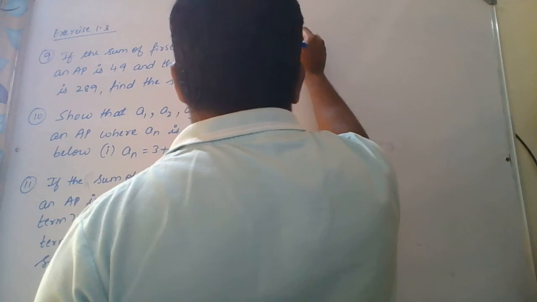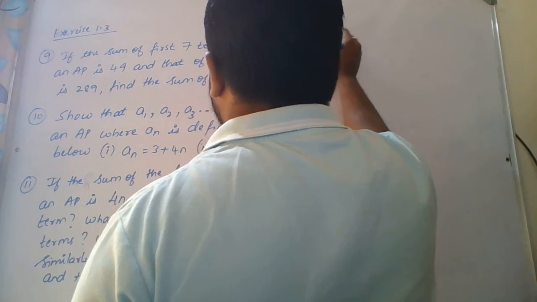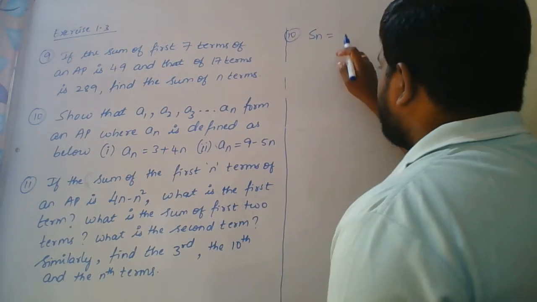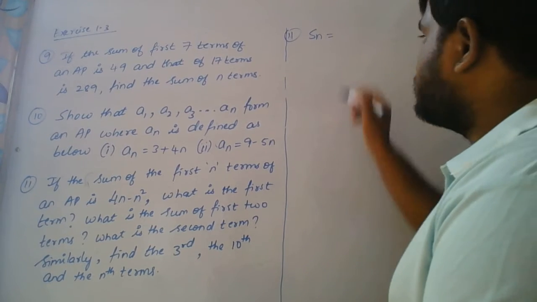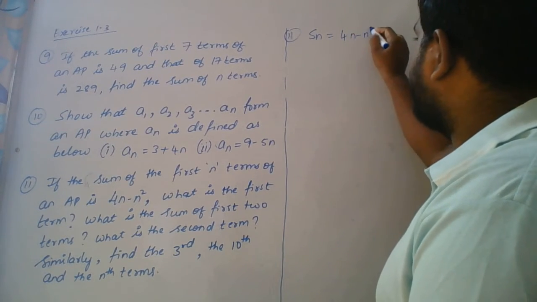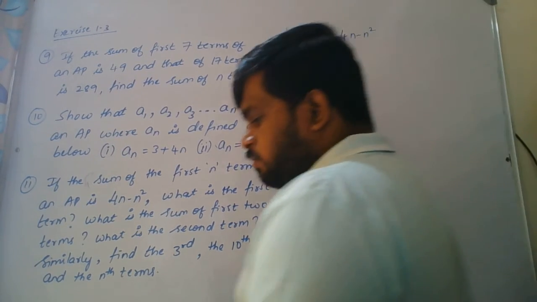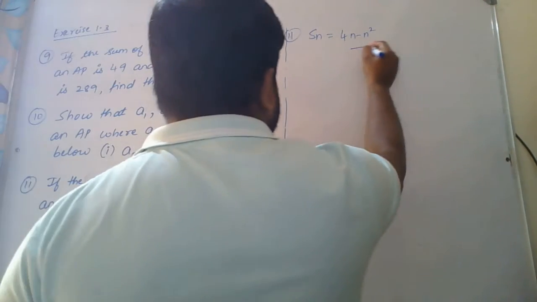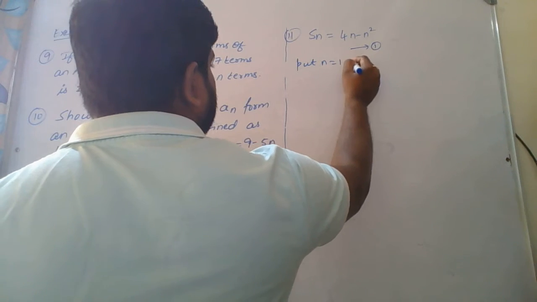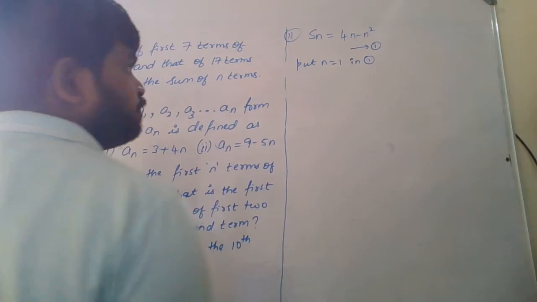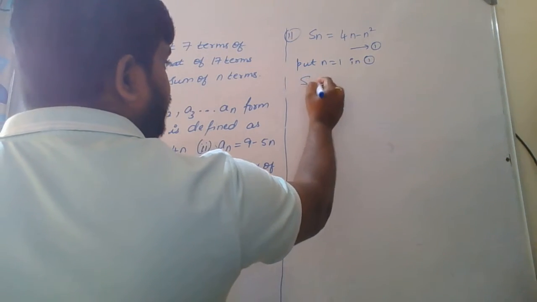So here in the 11th question, it is given Sn as 4n minus n square. Let's take this as equation 1. Put n equal to 1 in equation 1, meaning wherever n is there, you put 1.